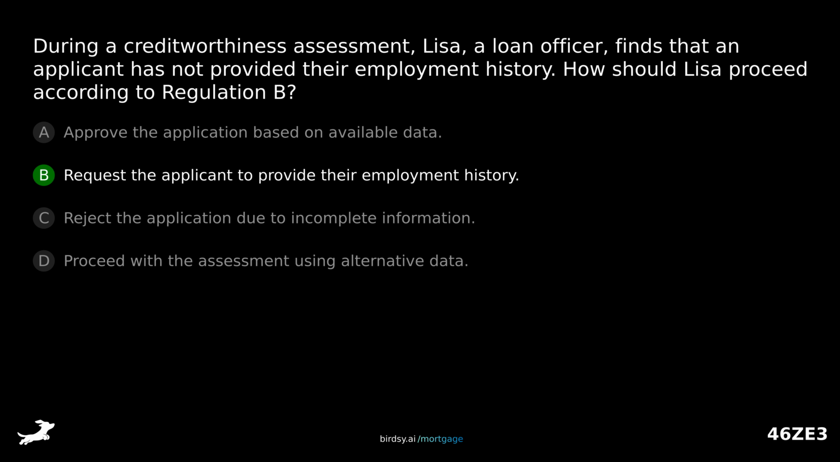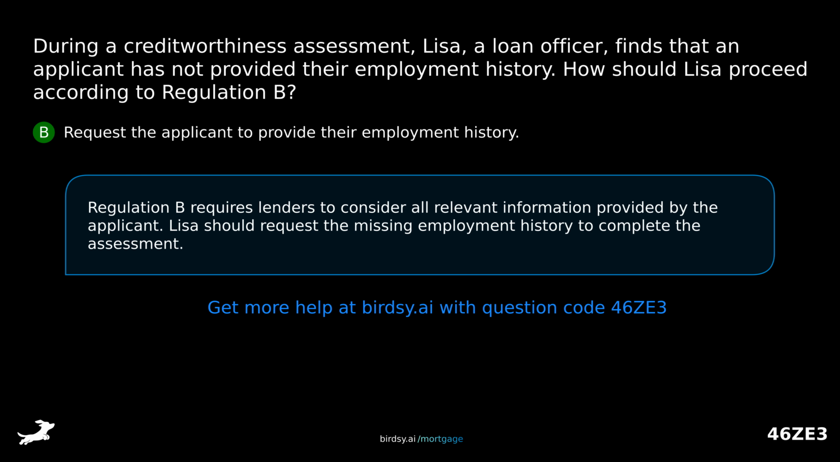The answer is B, request the applicant to provide their employment history. Regulation B requires lenders to consider all relevant information provided by the applicant. Lisa should request the missing employment history to complete the assessment.